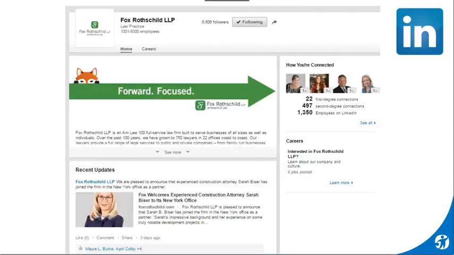So again, I stayed with the same firm so as not to skip around and to also show branding consistency. So here you'll see, again, Fox Rothschild, large law firm, and they have all of the same information. They talk about, in their recent updates, what's going on in the firm. So they're sharing their press releases right here.